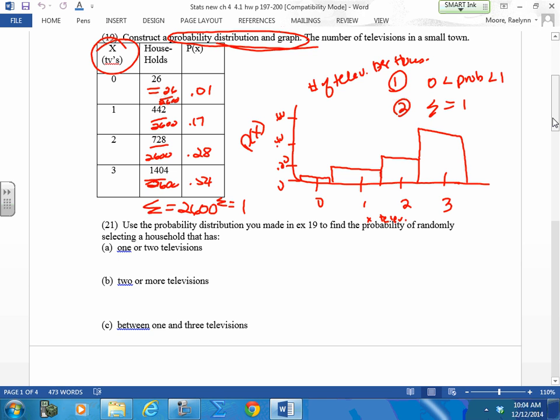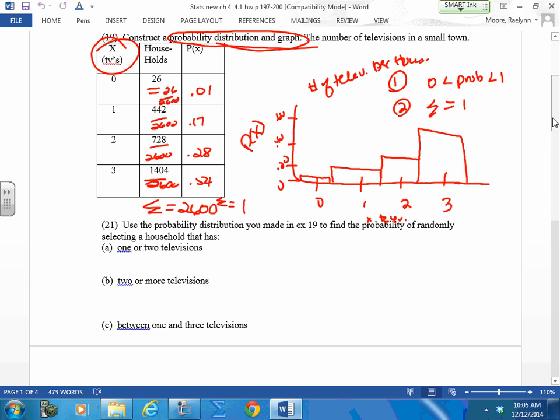There's more households with 3 TVs. It looks like more households have more than 1 TV. Doesn't it look like that according to this graph? That's why the 0 is very small. That means nobody has a TV in those households. There were very few households that have no TVs. Then most households are having 3 TVs, according to this chart. It makes sense out of it. Now, when you come here to 21, it used the probabilities that you found in 19.